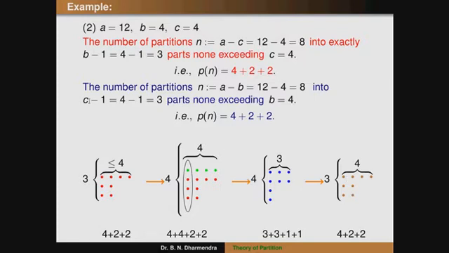So that is the second statement. The number of partitions of n, that is n is equal to 8, into 3 parts, none exceeding 4. So that is 4 plus 2 plus 2. So therefore the theorem holds good. Now this one we have to prove by the terms of one-one and onto statement. We have to take the next example.